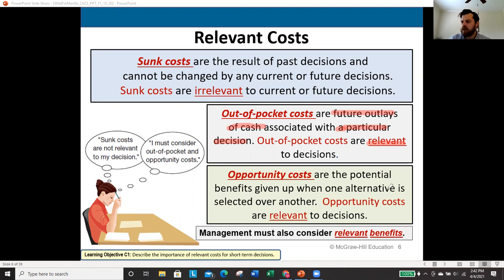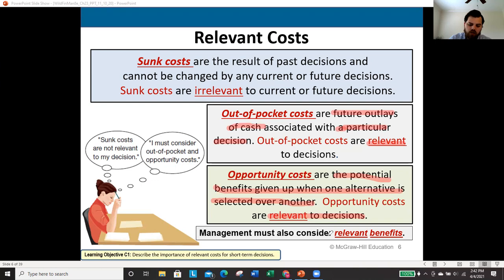And finally, we're going to look at opportunity costs. This is more of an economics type thing, as well as sunk costs. Both of those are very common topics in your economics curriculum. But opportunity costs are the potential benefit that has been given up when one alternative is selected instead of another. So these opportunity costs are relevant to decisions.